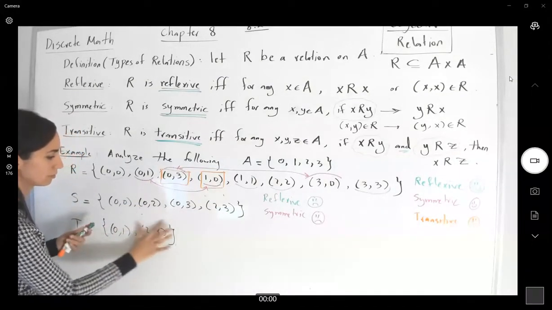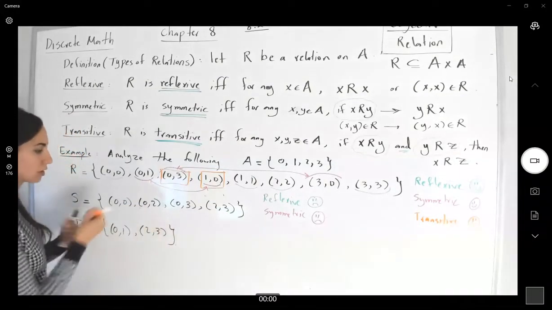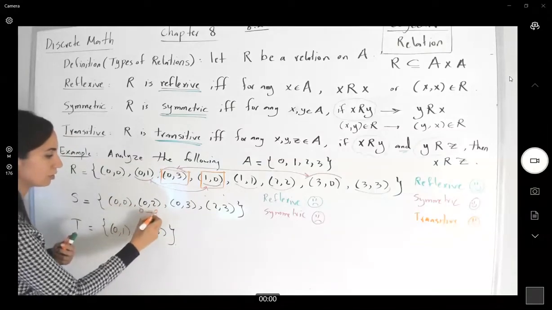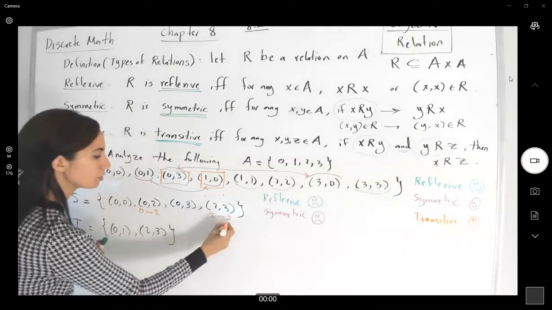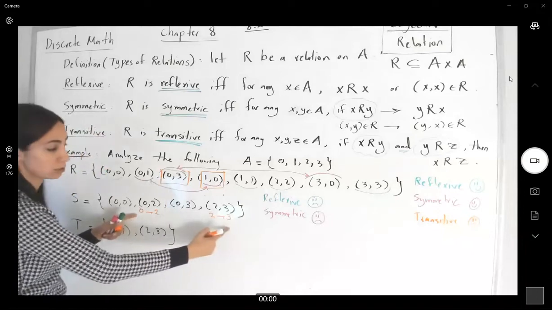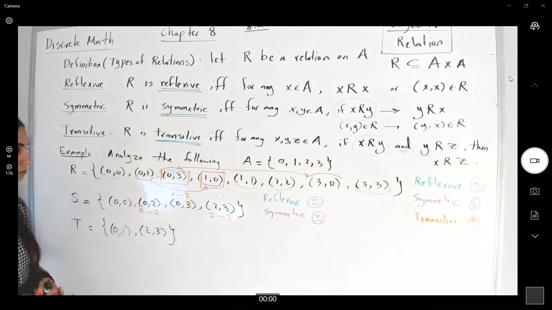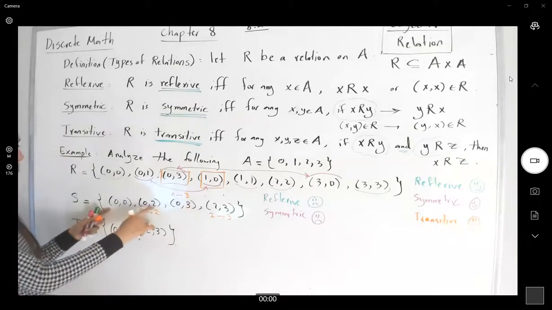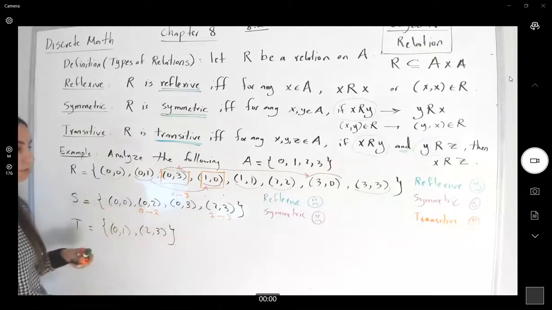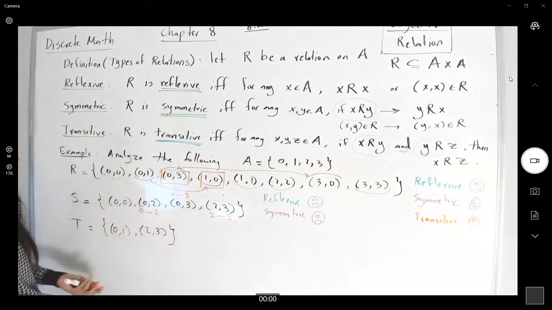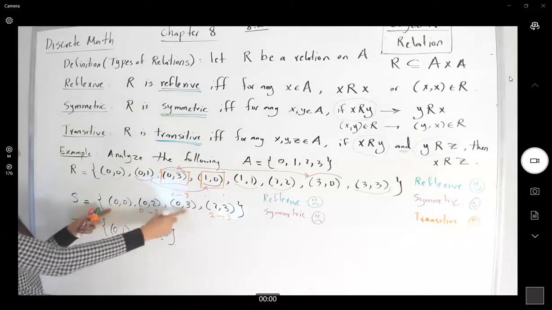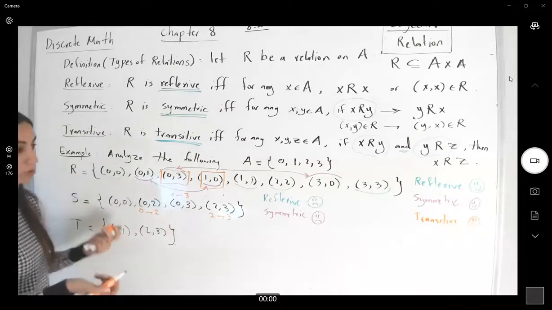Okay. 0 is connected to 2. 2 is connected to 3. Do I have 0 connected to 3? Yes, of course. 0 connected to 3. Well, do I have anything else to check? I have (0,0), (0,2). I already have (0,2). What else? That's it. (0,0), (0,3). I also have (0,2). So it is transitive.